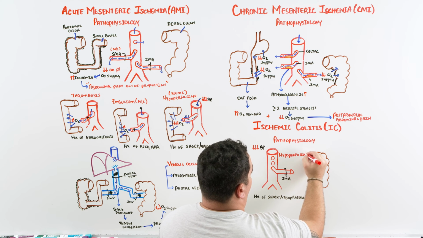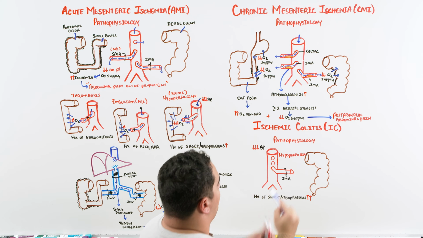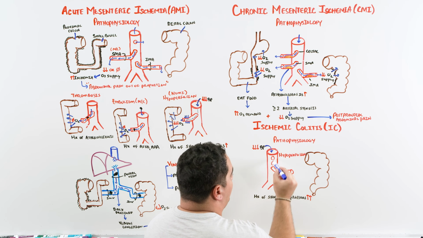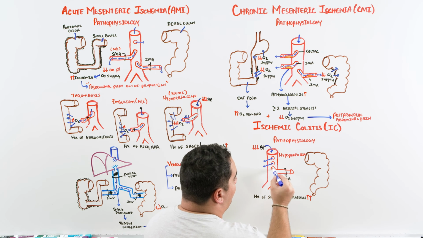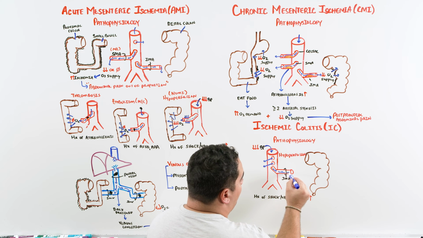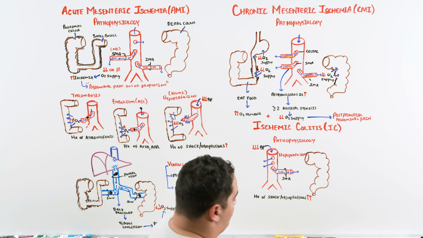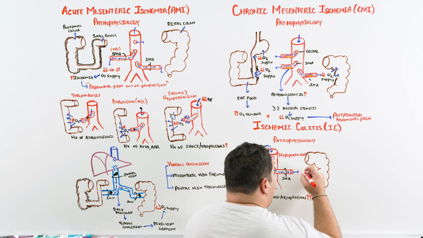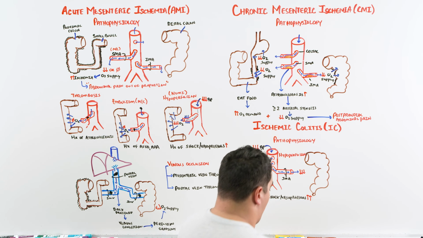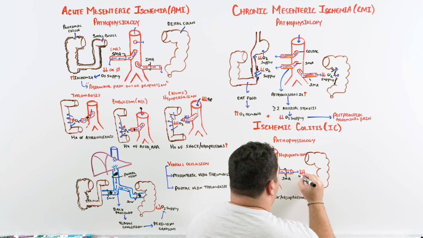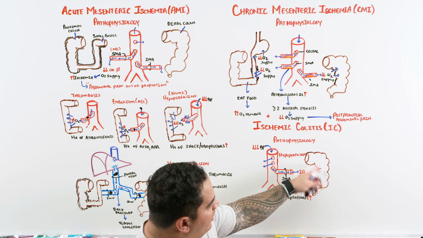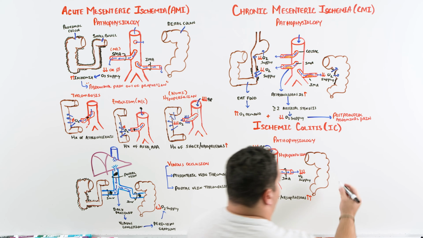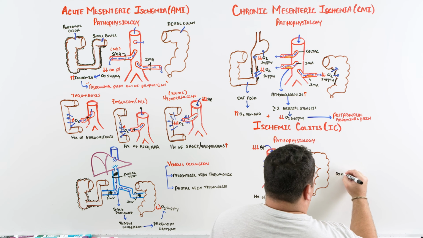hypoperfusion. And if you have hypoperfusion, you're not going to get the blood flow rushing through the celiac. You're not going to get blood flow via the SMA. And you're not going to get a lot of blood flow moving via the IMA. And so what happens is they have a pretty significant reduction in O2 supply. But here's where it gets a little bit tricky. The IMA, we know, supplies the distal colon, right? So it definitely supplies the distal colon.